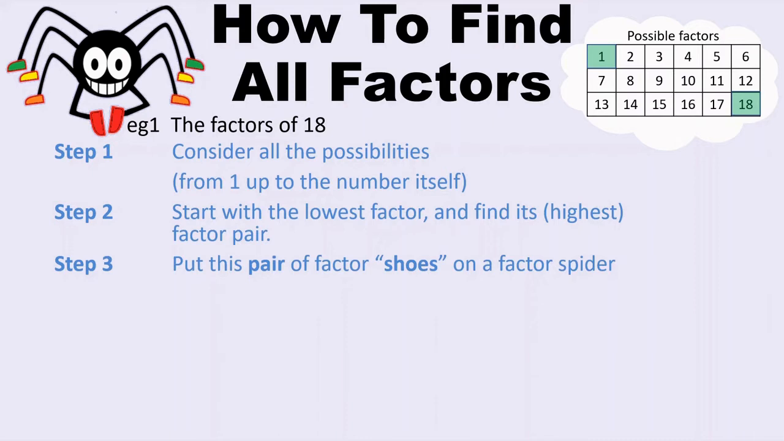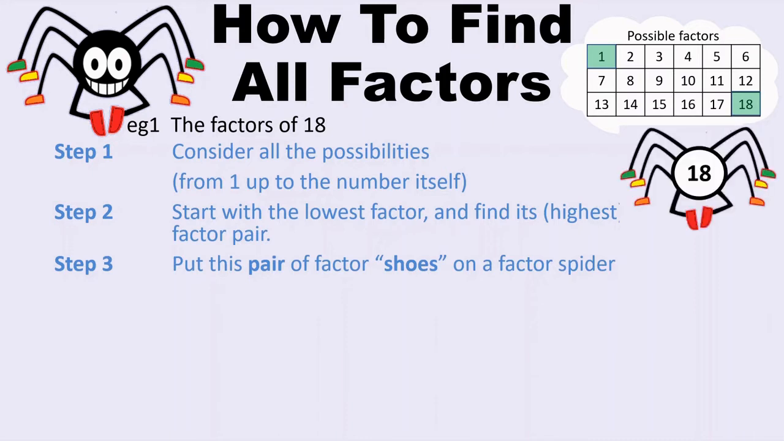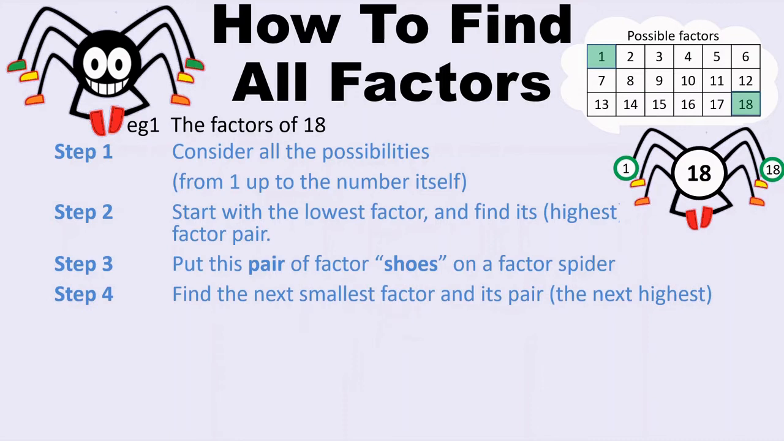So I'm going to put this pair of shoes on my factor spider. Here's my factor spider. 18 is the number I'm looking for the factors of, and I'm going to put a pair of shoes where the lowest factor is 1 and the highest factor is 18. See how that's nice and balanced on the left and right hand side? Let's keep going now. Find the next smallest factor, and its factor pair will be the next biggest factor.